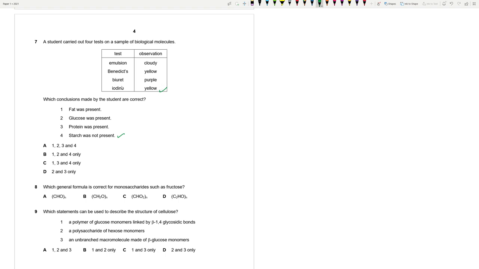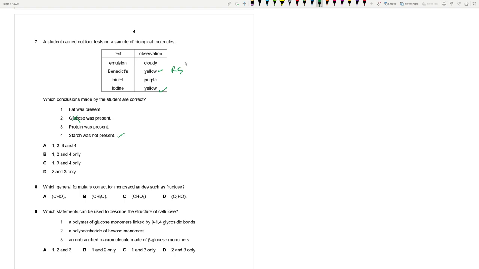Now the Benedict solution actually turned yellow, so reducing sugar or glucose was present. So, like, here's the thing. If Benedict solution turns from blue to yellow, that tells us that a reducing sugar is present. Now, how are you gonna be sure that it's glucose? It can be any other reducing sugar. Okay, so I don't think 2 should be correct because we aren't sure about glucose. It is a reducing sugar, but we are not sure that it's glucose.